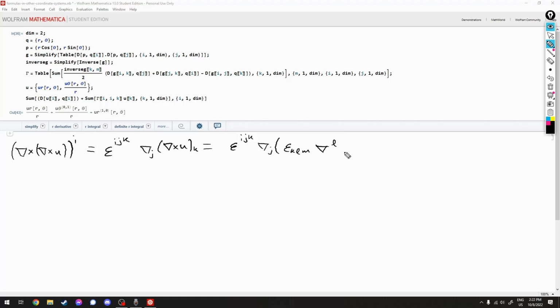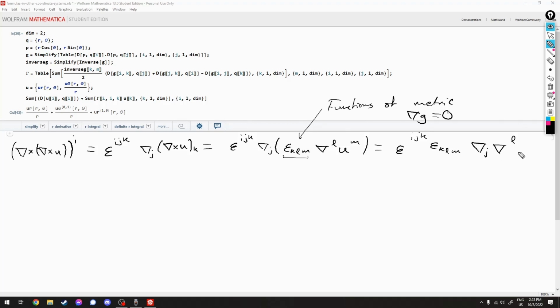These epsilons are actually not constant, but they're basically functions of the metric, and the connection was metric compatible. So the covariant derivative of these is 0, and we can pull them out. So this is going to be epsilon i j k epsilon k l m del j del l u m.